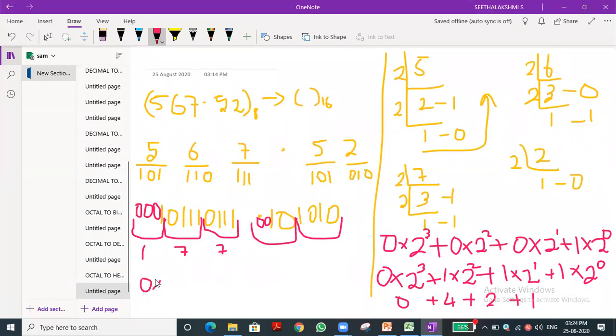Okay, 0 into 2 to the power of 3, here in the decimal point, I am writing. Plus 0 into 2 to the power of 2, then plus 1 into 2 to the power of 1. Plus 0 into 2 to the power of 0. You know the steps. Okay, let me simplify it. So what is the final value? 2 only we got, no? Final value.